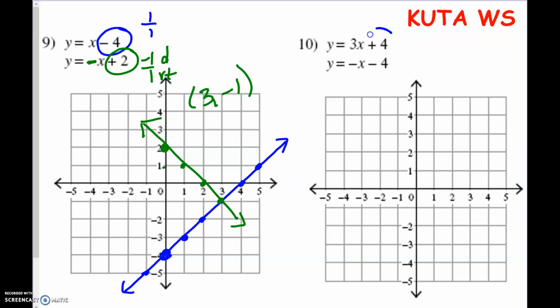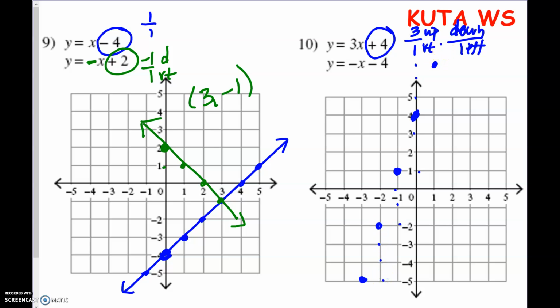All right, let's look at the last problem here. We've got a y-intercept at a +4, and our slope is 3/1, so that means up and right. 1, 2, 3. Well, it brings me off of my graph. So I'm going to want to do the opposite of that, and I'm going to want to go down and left. So 1, 2, 3 over 1.